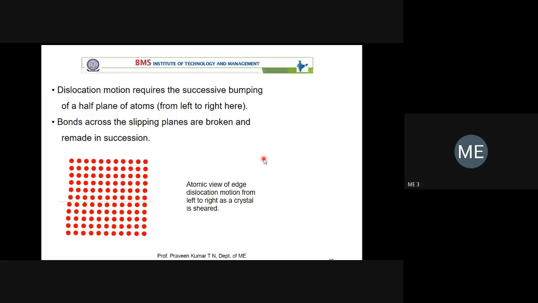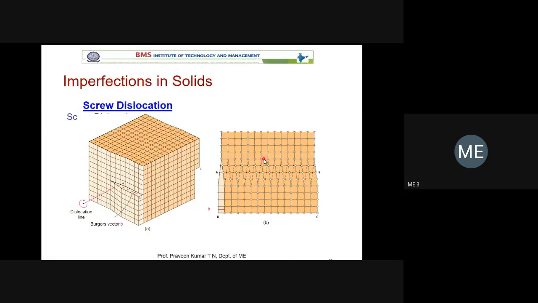In some cases, instead of applying tensile load or compressive load, if you apply torsion load, the twisting moment, then once the twisting moment is applied, this portion is elongated. Only this particular portion is elongated, and this is the top half of the plane. This is the bottom half of the plane.